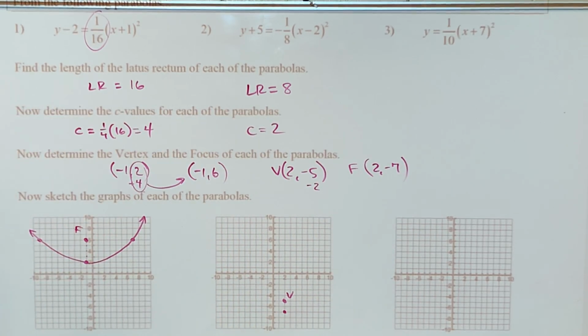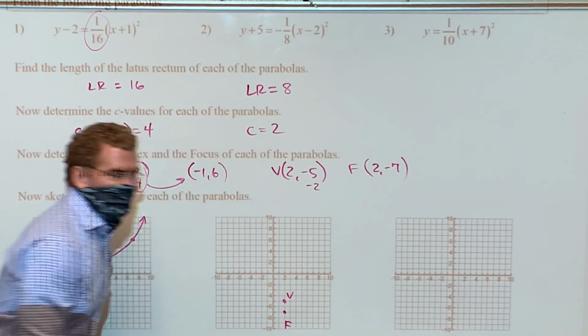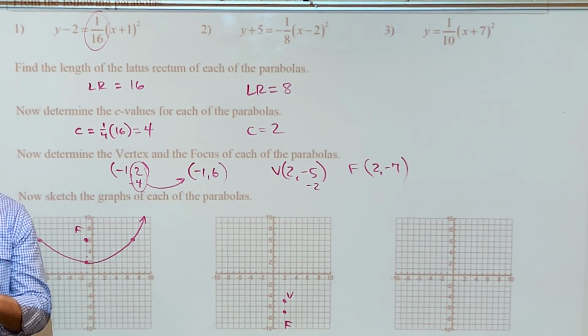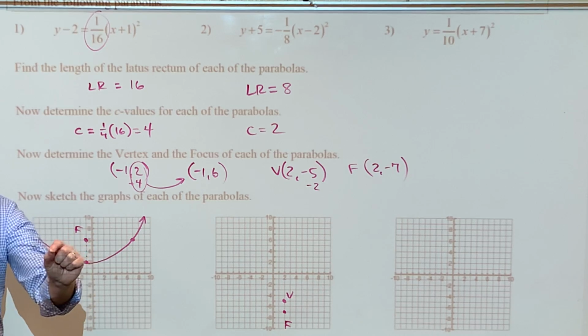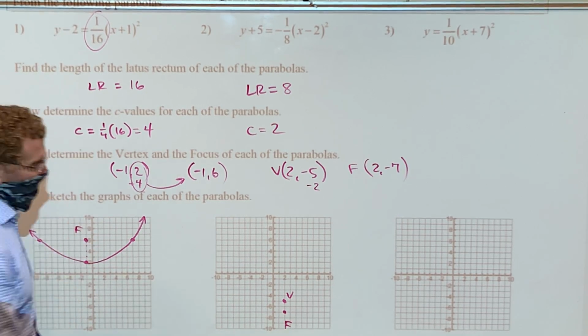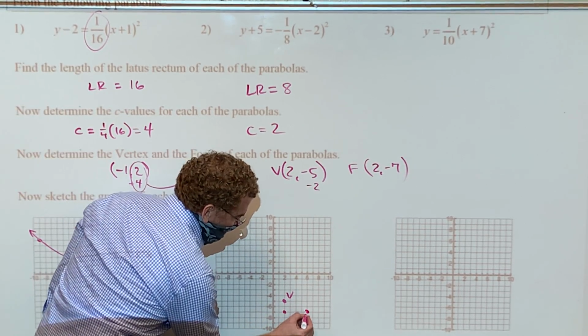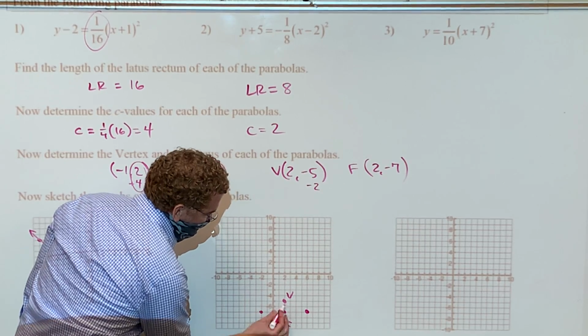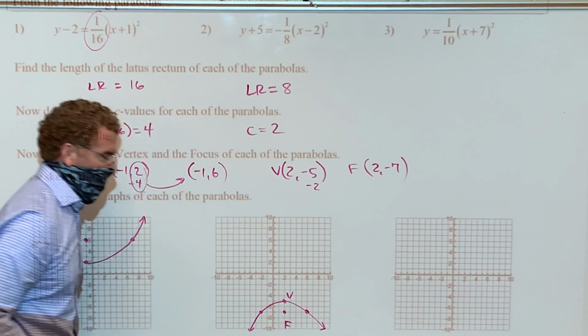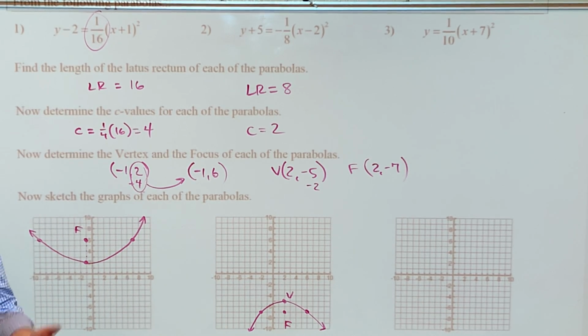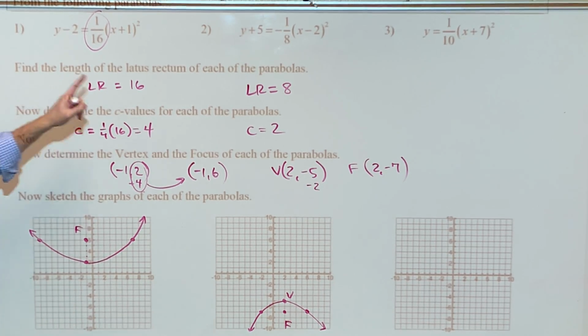And then what do I do now that I have my focus to sketch this? I go a total of 8, so 4 each way at the focus. So 1, 2, 3, 4 that way, 1, 2, 3, 4 that way, and I've got 2 points. That's good enough for me to sketch this thing. Not too bad? We good? So that's what you're going to do when the A value is a fraction.